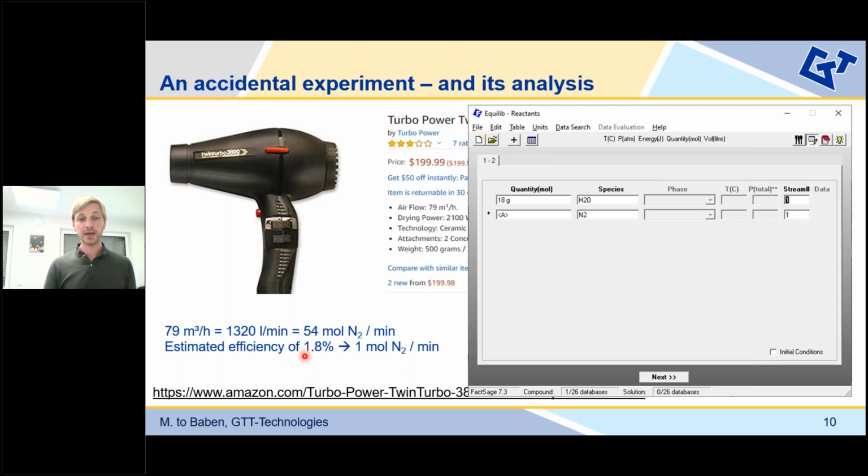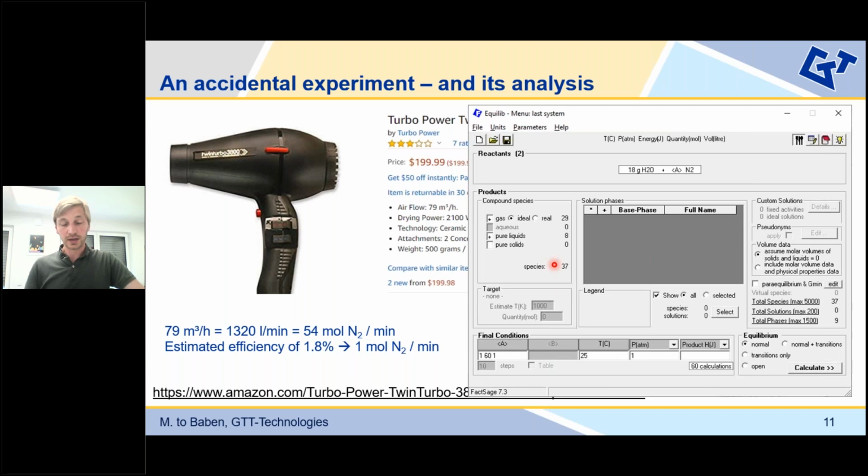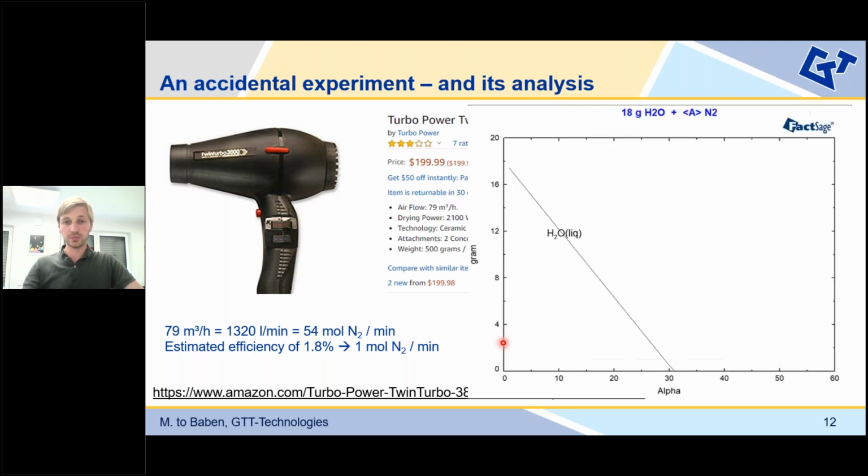to the hairdryer. And that means that we have an air flow of 1 mole of nitrogen per minute. I assume that I have spilled 18 grams of water, and then this is the accurate calculation that I did. So I set pure liquid, pure gases, and then I blow for 1 to 60 minutes at room temperature, and I can see that in this assumption, it takes me 30 minutes to dry the whole laptop.